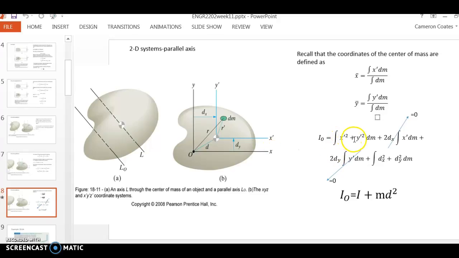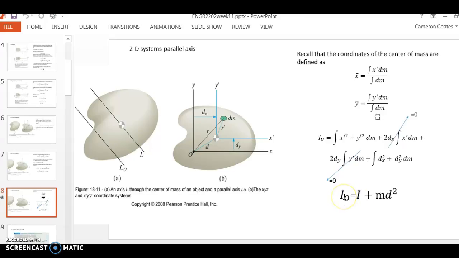Now how about the integral of x prime squared plus y prime squared dm? Well, if we look here, x prime would be the x distance out to dm, y prime would be the y distance up to dm, and that's just r squared, or r prime squared, excuse me. So that's just the moment of inertia about the z-axis, or about the perpendicular axis coming through the center of mass. So this term here is what I'm going to call I, the moment of inertia about an axis through the center of mass.